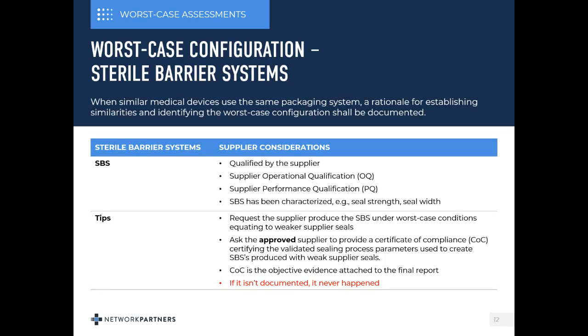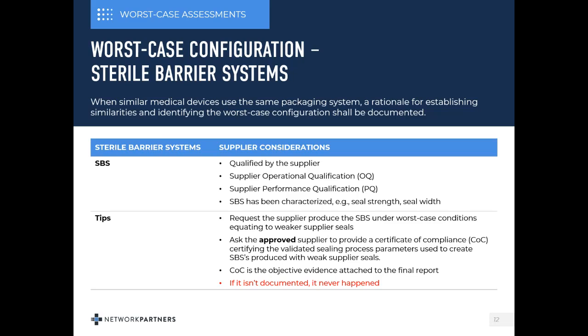So worst case configuration when it comes to sterile barrier systems. So similar medical devices use the same packaging system. It basically says a rationale for establishing those similarities and identifying the worst case configuration in your protocol. So I highly recommend pictures, worth 1,000 words, when you go through and do your justifications. It's helped me numerous times in plenty of audits, because it really gives the auditor an idea of how your thought process is and how you came to develop this worst case assessment.